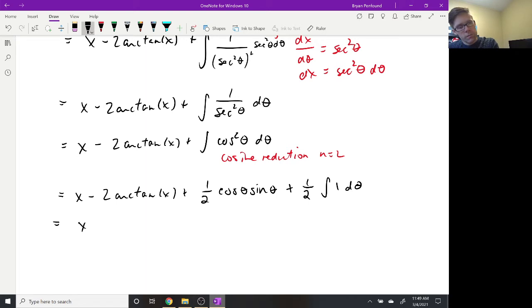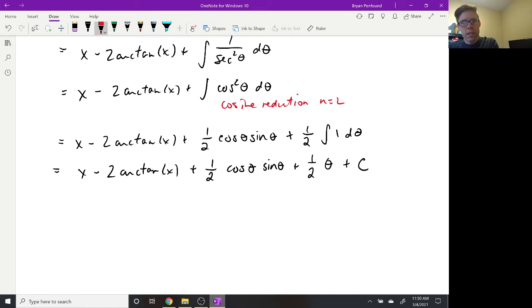Alrighty. So let's simplify that integral, get our constant of integration in here. And then we are going to have to work on a backward substitution to finish this up. Okay, so here we're going to get 1/2 integral of 1 is going to give us theta.